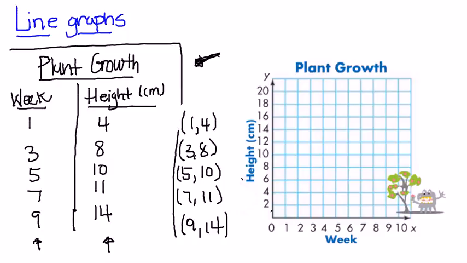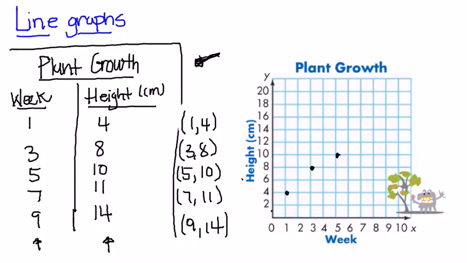All right, I'm going to start with 1, 4. I go over, then up. Remember, you can't go up the elevator until you get to it. Next one, 3, 8. Go over to 3 and up to 8. Right there. I'm now going to do 5 and 10. So far, so good.